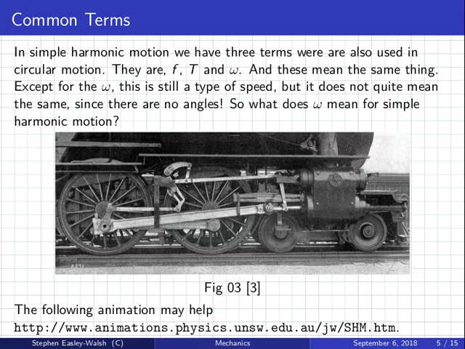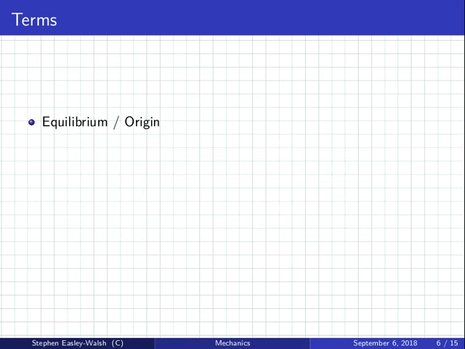Right, so, some vocabulary first. Equilibrium, also called the origin. This is where the center of the motion is. So for example, imagine I have a spring like this. Okay, so it's going from here to here. Okay, the equilibrium would be like here, because that's the center of the motion. So equilibrium means center of motion.